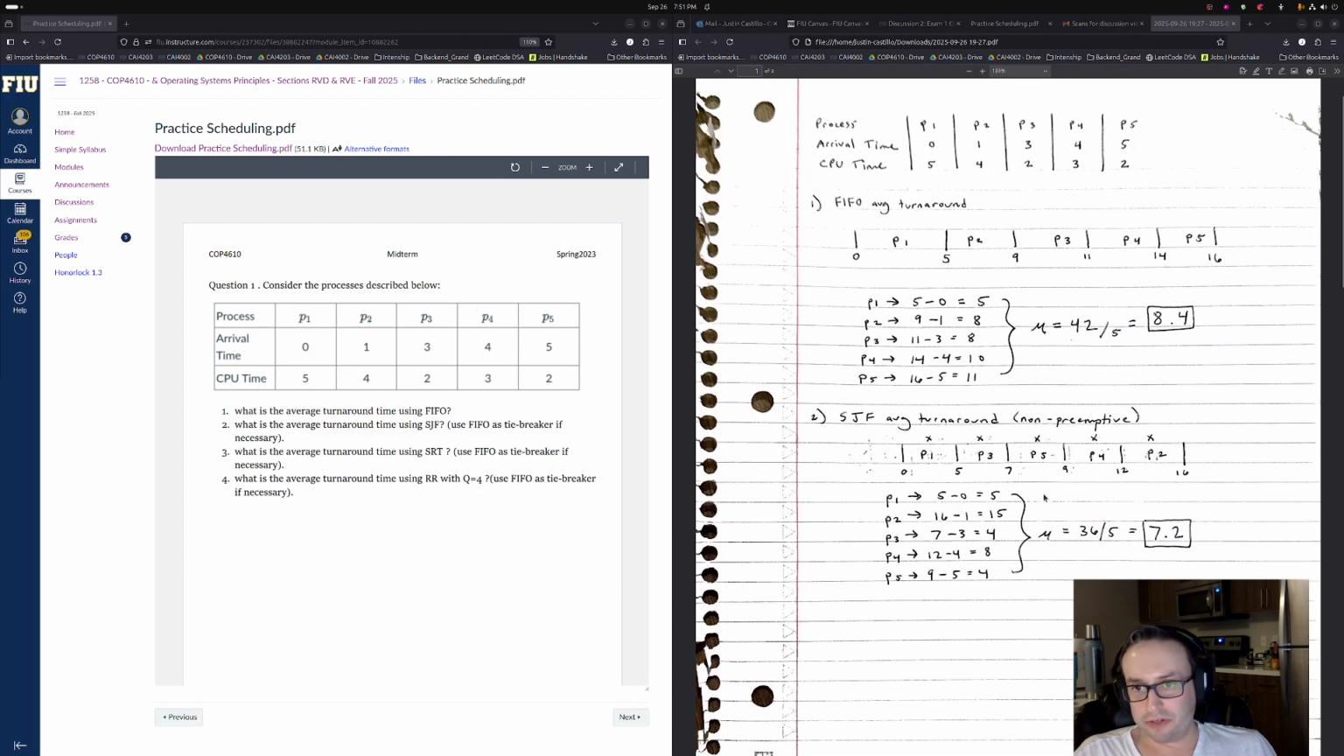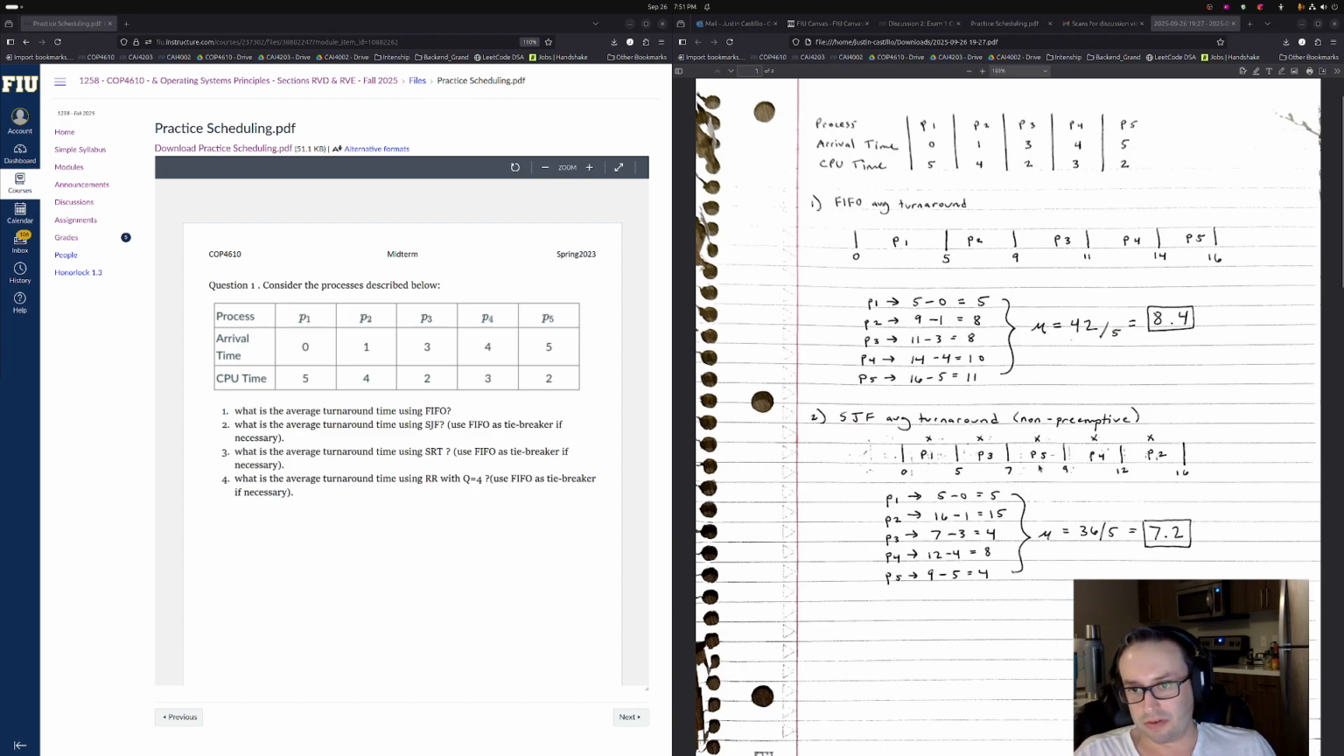For shortest job first, non-preemptive, each time a process ends, we consider among the arrived processes which one has the shortest CPU time. So at time 0, P1 is the only one that has arrived, and it runs through to completion through 5. By the time P1 ends, all of the other processes have arrived, so we just go in order of CPU time. So the next one would be P3 with a time of 2, which is tied with P5, but P3 is first, so it goes first.